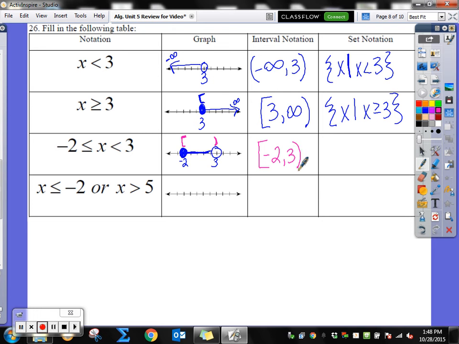Then for set notation, it is a curly bracket and then x such that, now just like before, we grab our first notation. So -2 is less than or equal to x is less than 3.